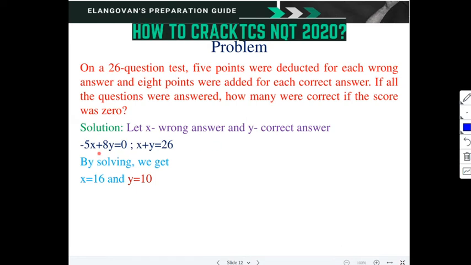Yes, so here I have taken the other way also, it is correct. If you take x as the wrong answer and y as the correct answer, then you have to use this: minus 5x plus 8y equal to 0 and x plus y equal to 26. By solving we get x is 16, that is not required for us, y is 10 is required. So that is the final answer.